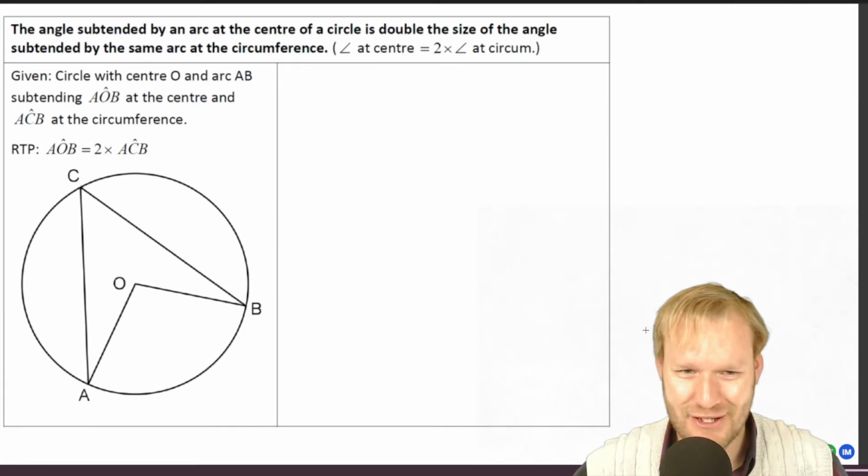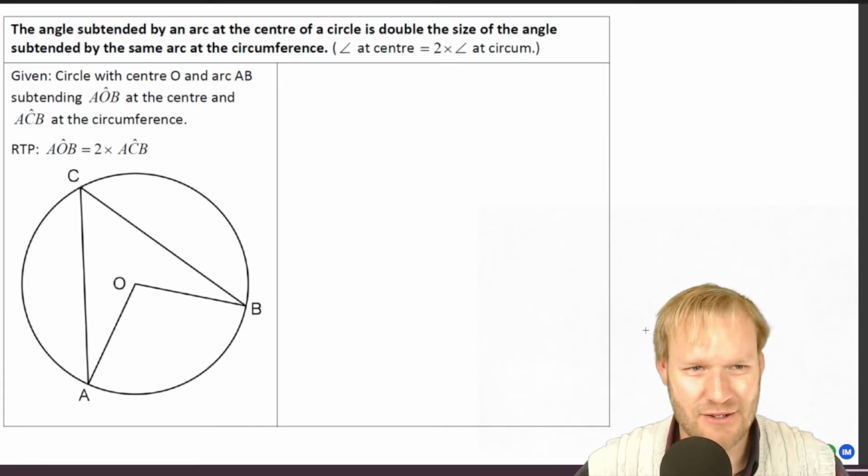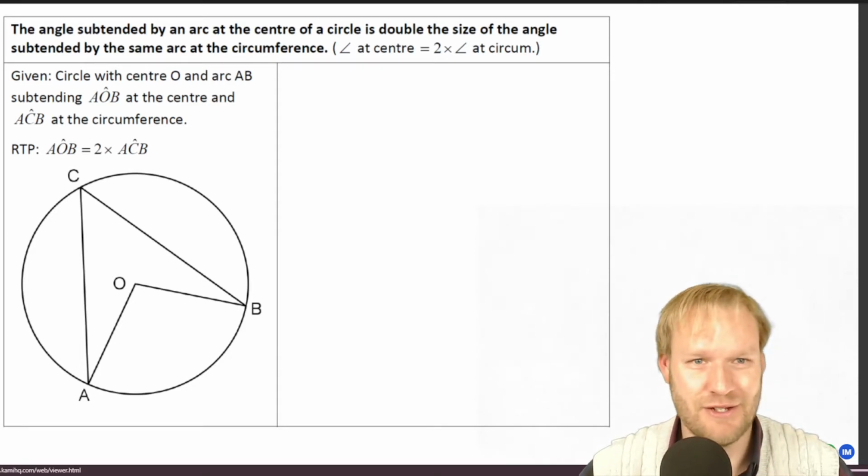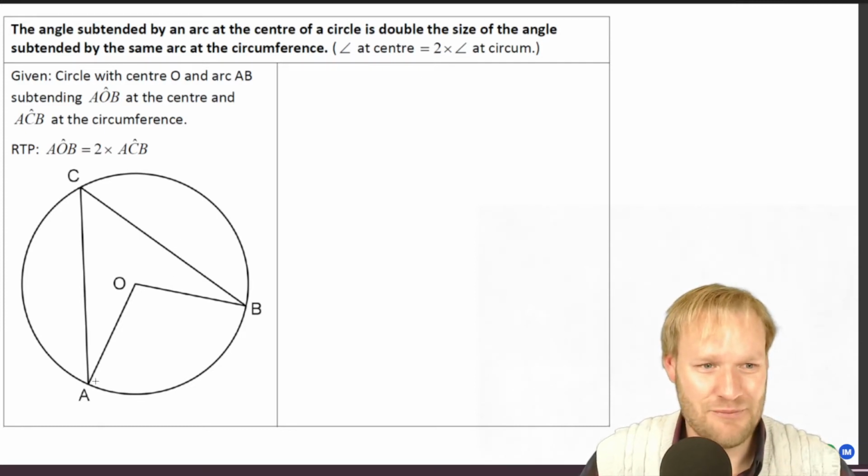Okay, so in today's proof, we're looking at the angle subtended by an arc at the center of a circle is double the angle subtended at the circumference. With this one, it feels like all these funny words, like subtended. So if we start at two points, A and B.